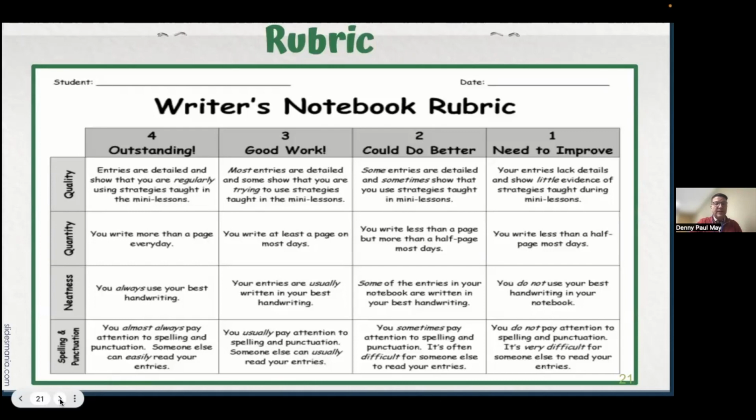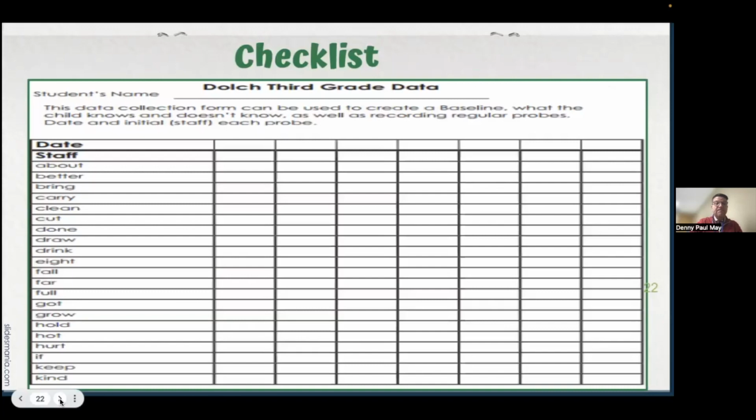So there's an example of a rubric that we use in writing. Quite honestly, we use that a lot now in writing instruction.